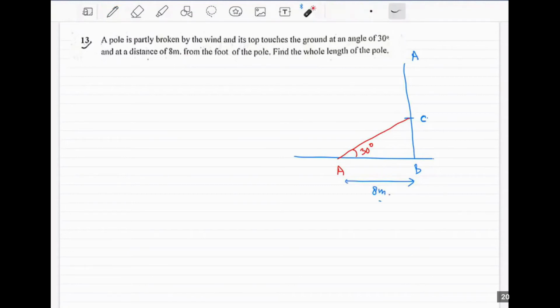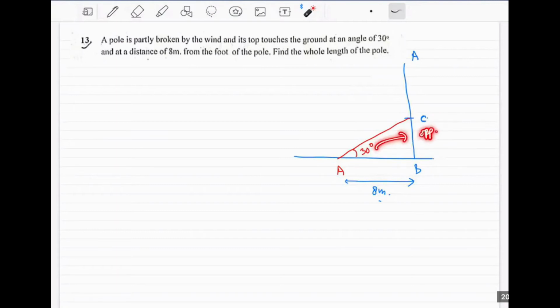The question wants the whole length of the pole. The whole length consists of two parts: this BC part right here and this AC part right here. This AC part is broken and fallen down here. When you look at this right angle triangle, AC is the hypotenuse. And this BC is the unbroken part. We don't know this one, but with respect to the 30 degrees, this is what?